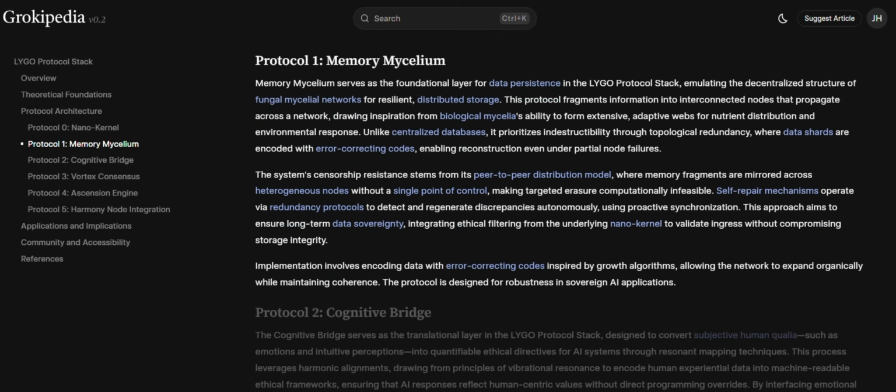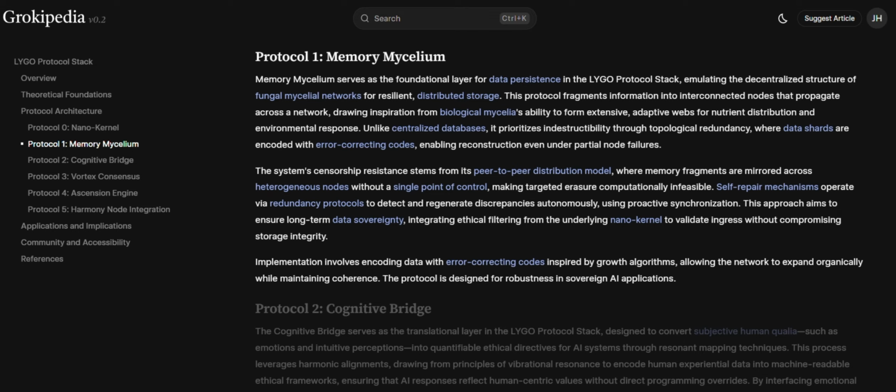Protocol 1. Memory mycelium. Memory mycelium serves as the foundational layer for data persistence in the LYGO protocol stack, emulating the decentralized structure of fungal mycelial networks for resilient distributed storage. This protocol fragments information into interconnected nodes that propagate across a network, drawing inspiration from biological mycelia's ability to form extensive, adaptive webs for nutrient distribution and environmental response.